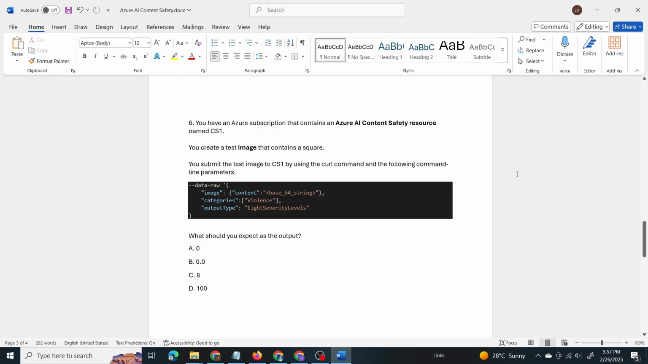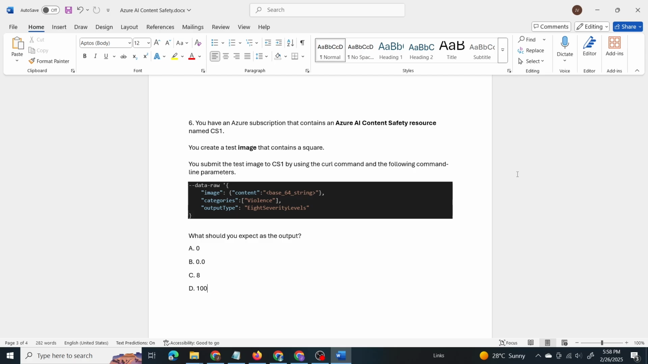Now let us see the question. You have an Azure subscription that contains an Azure AI Content Safety resource named CS1. You create a test image that contains a square. You submit this test image to CS1 by using the curl command and the following command line parameters. What should you expect as the output? Now the options: 0, 0.0, 8 and 100.